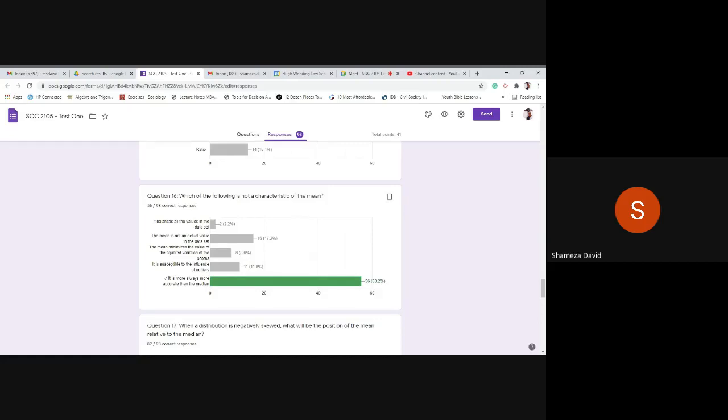The mean is always susceptible to outliers, and that is why this last option cannot be a characteristic of the mean. And this last option says that the mean is always more accurate than the median. That is never true. That is not a characteristic of the mean, because the median is more robust in the sense that it is not influenced by anything else around it, whereas the mean is influenced by all of the extreme values in your data set.